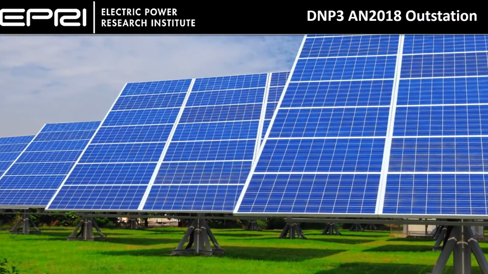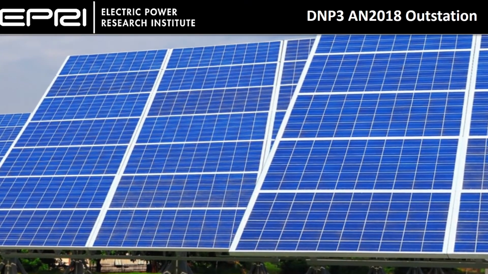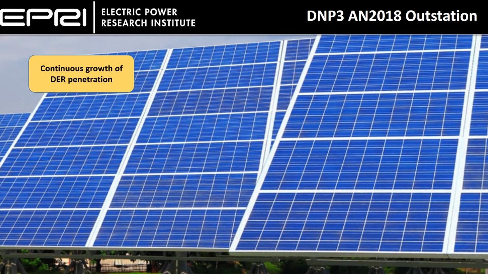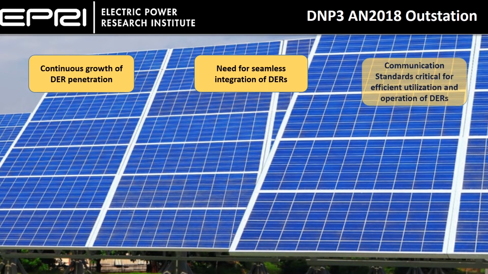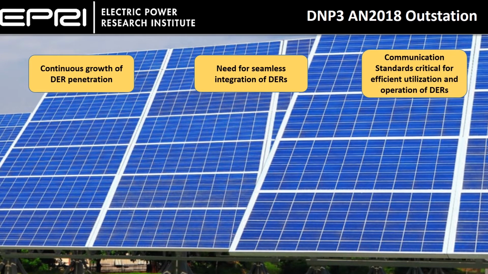Electric utilities across the world are looking at methods to effectively and seamlessly integrate distributed energy resources into the grid. As the grid integrates more DER, communication standards become essential for efficient utilization and operation of DER assets. EPRI worked on a project funded by the California Energy Commission to identify the gaps in the current DNP3 standard and update it to improve the ability of grid operators to communicate with DERs.